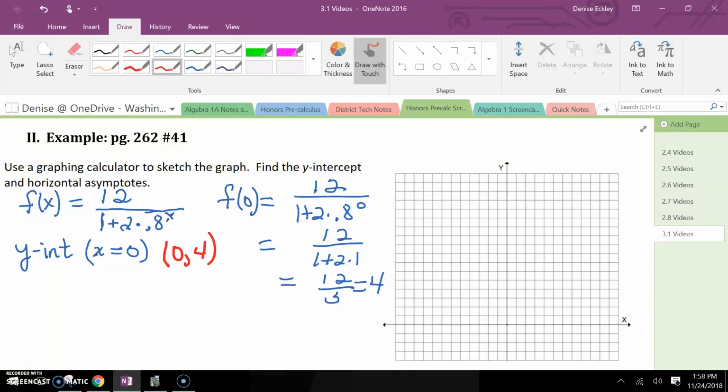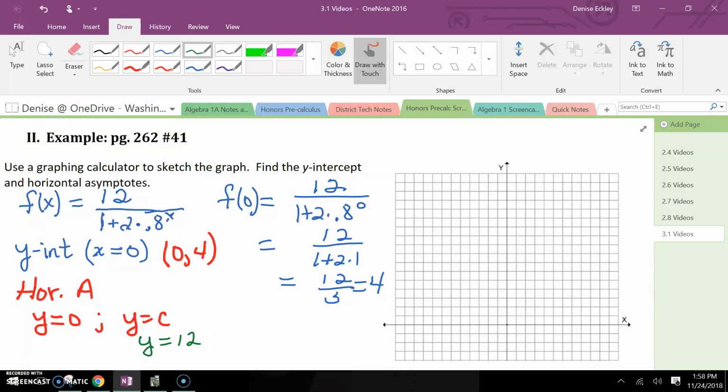Now the horizontal asymptotes, from the definition that we were given, are going to be: one is at y equals 0, and the other one is at y equals c. And in this case, c is 12. So our other horizontal asymptote is going to be y equals 12.